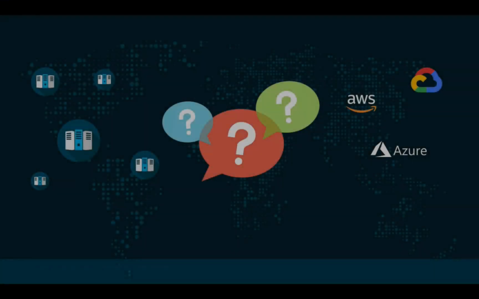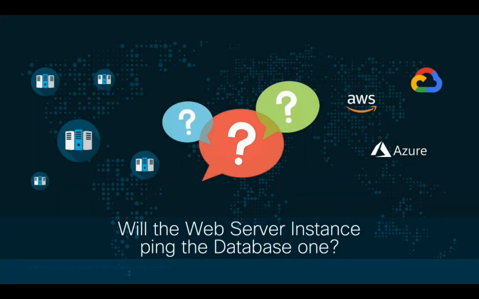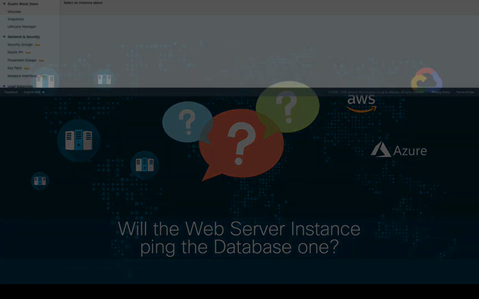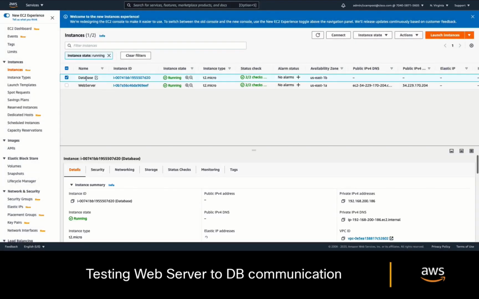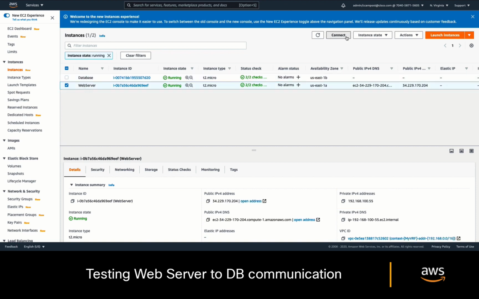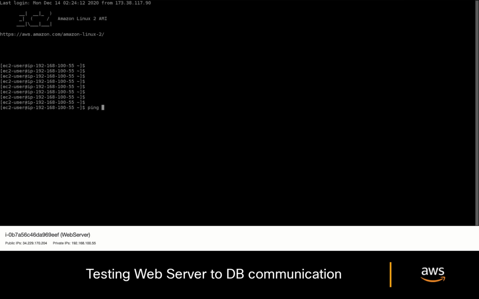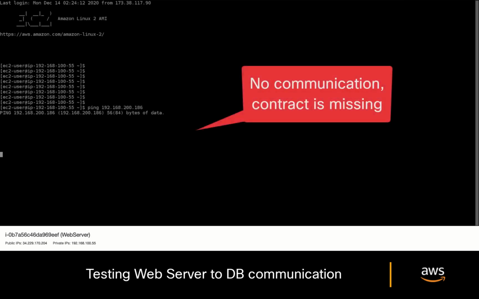However, the second question would be, will the web server be able to ping the database server? Let's try it. As we can see, the database server's private IP is 192.168.200.186. So let's open a console on the web server and try to ping it. As expected, it does not work, since there is no contract between the web and the database EPG yet.